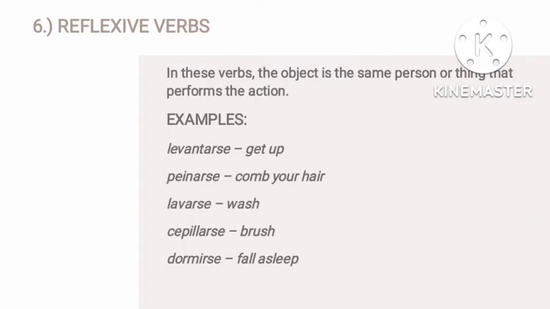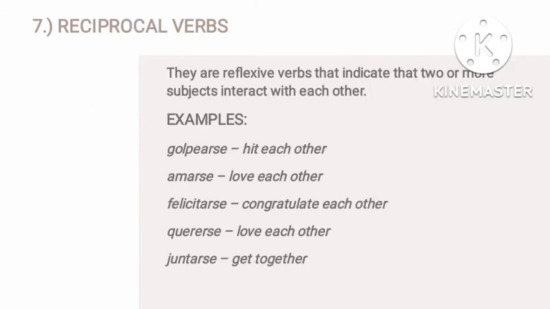The sixth one is the reflexive verbs. In these verbs, the object is the same person or thing that performs the action. The seventh one is the reciprocal verbs. They are reflexive verbs that indicate that two or more subjects interact with each other.